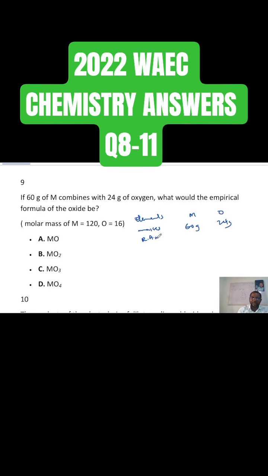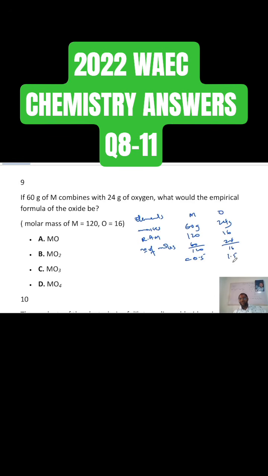Write their relative atomic masses or molar masses. This is 120, oxygen is 16. Then we find their number of moles, okay? So number of moles means to divide. 60 divided by 120, this would give us 0.5. Here 24 divided by 16, this will give us 1.5.